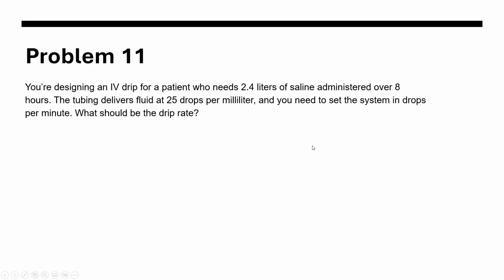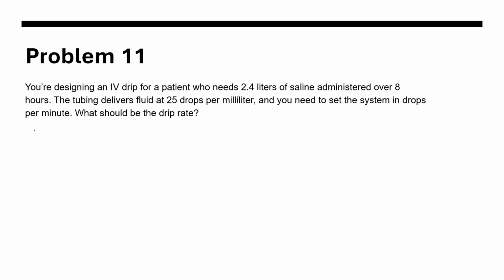So to start with, here is problem 11. We are going to be designing an IV drip for a patient who needs 2.4 liters of saline administered over 8 hours. The tubing delivers fluid at 25 drops per milliliter, and you need to set the system in drops per minute. What should be the drip rate?